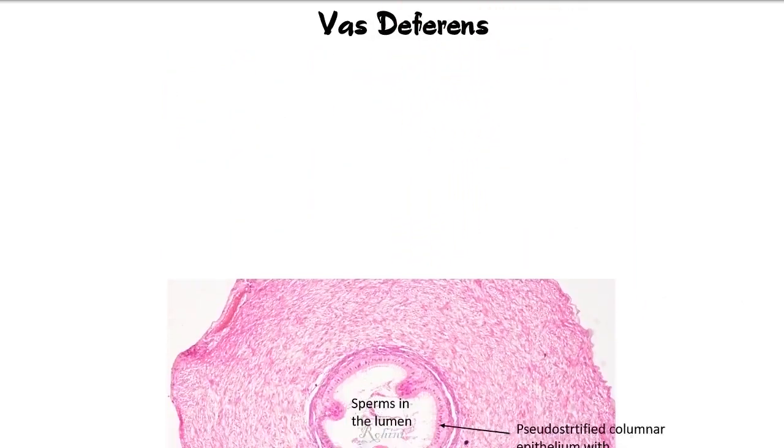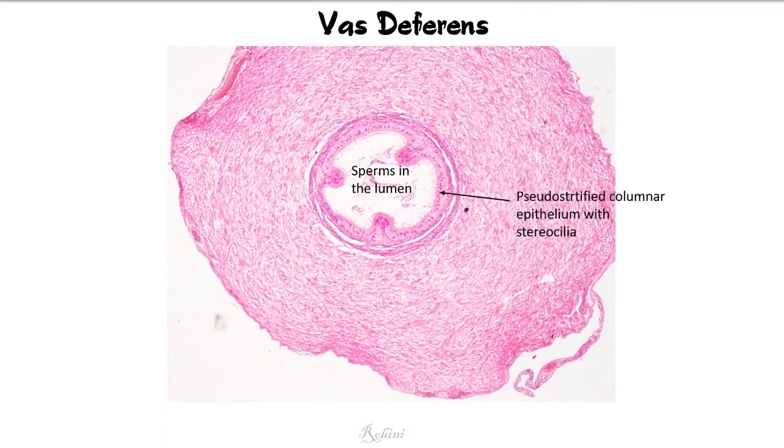The vas deferens can be identified by the small fan-shaped lumen and the thick muscular layer. The lining seen here is pseudostratified columnar epithelium with stereocilia, unlike that of ureter.